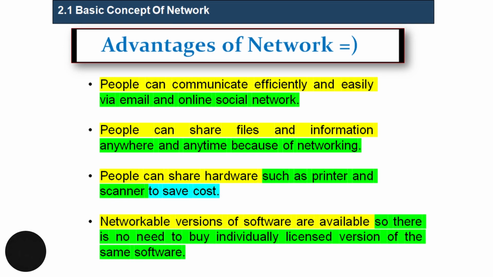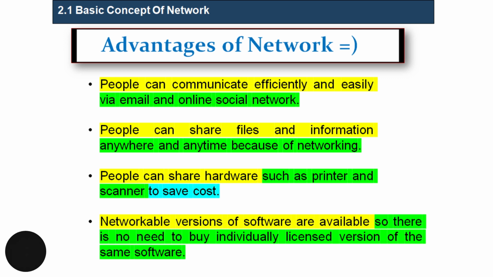Okay, then the last one, let us have a look at the final learning outcome. That is, you have to know what the advantages and disadvantages of a network are. Okay, when you want to explain the advantages, you have to make sure you explain it like this. You really have to explain and be specific. For example, you say people can communicate efficiently and easily. Okay, you have to have supporting data. Okay, why do you say that? You can say via email and online social networks.